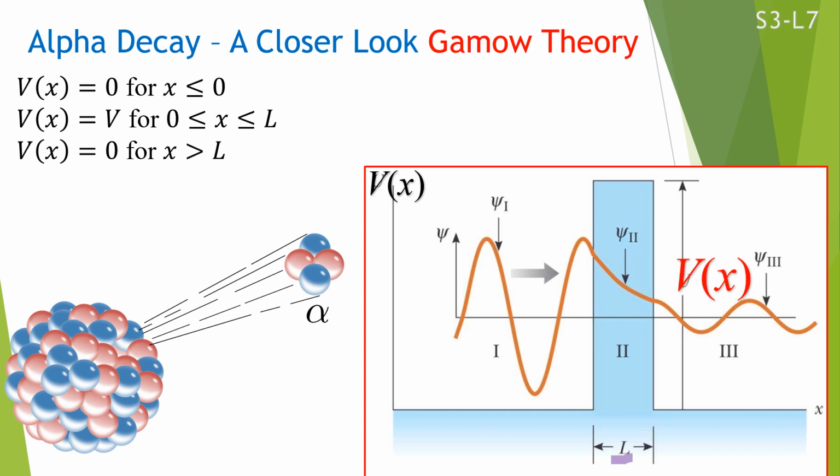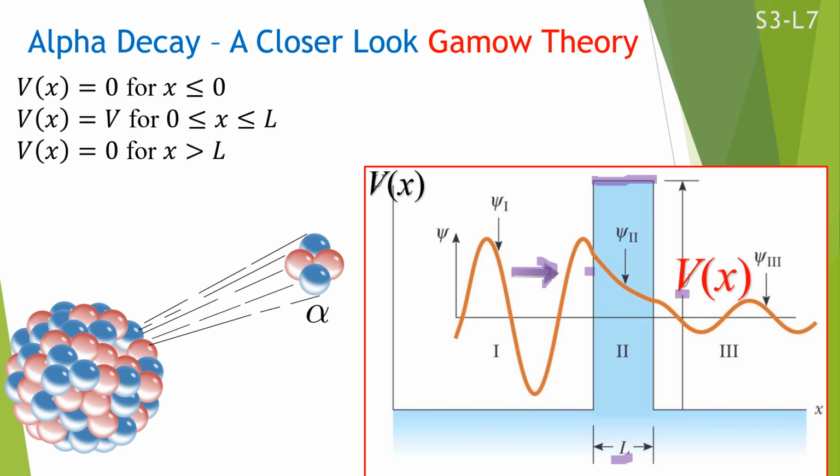Based on these assumptions, Gamow derived the relation for the probability that an alpha particle may tunnel through the potential barrier. In order to make these calculations simple, we shall consider only a one-dimensional rectangular potential barrier of width L. So here the width of the potential barrier is L and the height of the potential barrier is V, marked as V. Obviously, this height V is greater than the kinetic energy of the alpha particle.